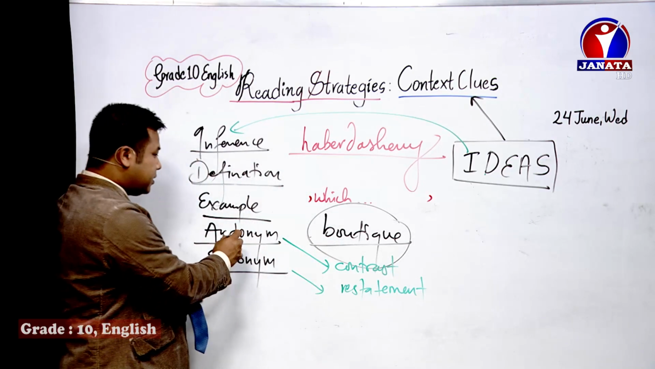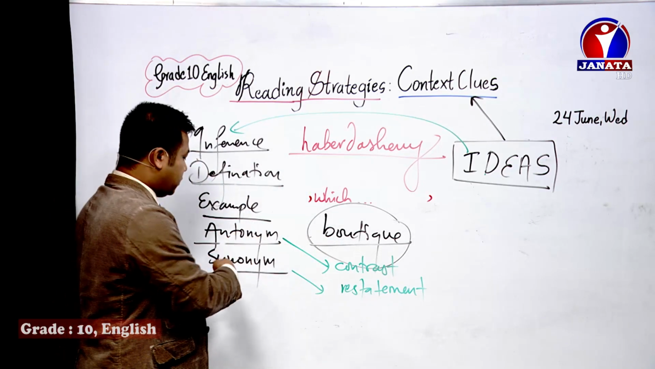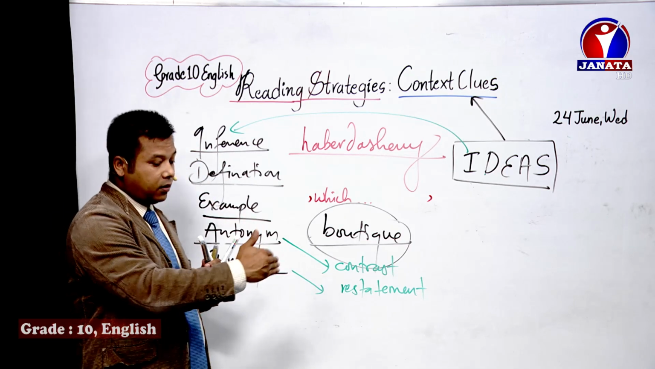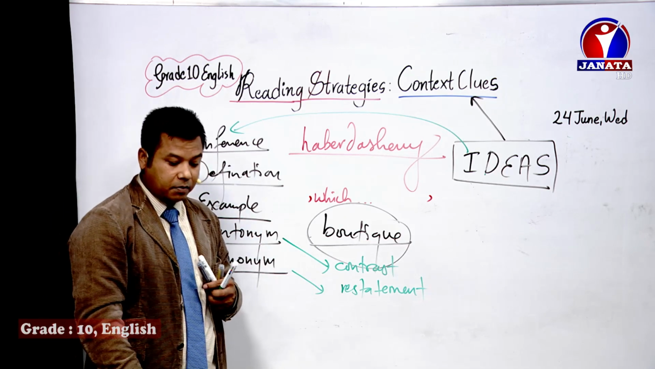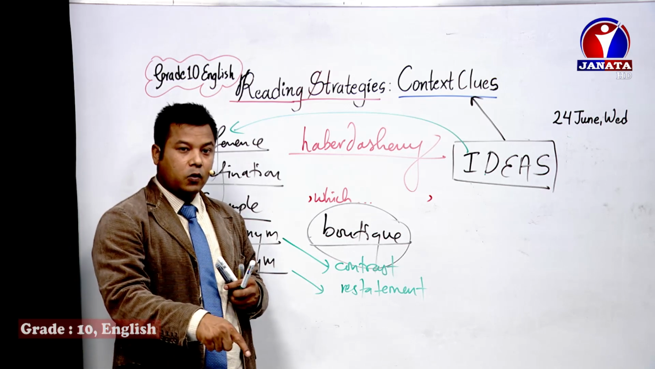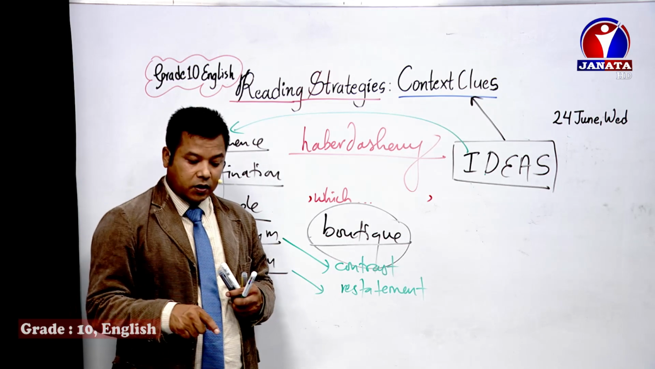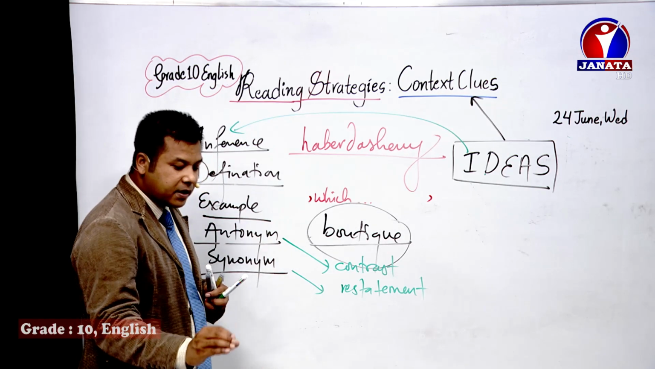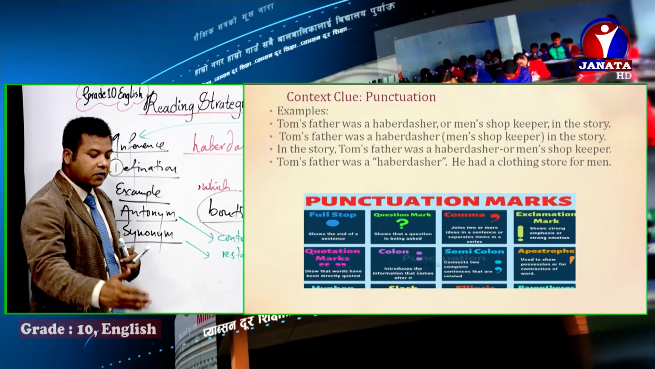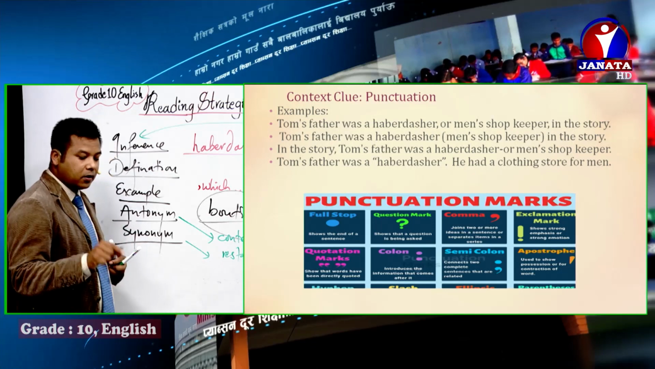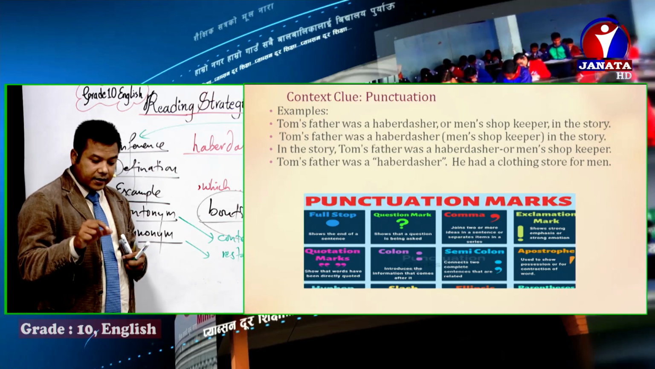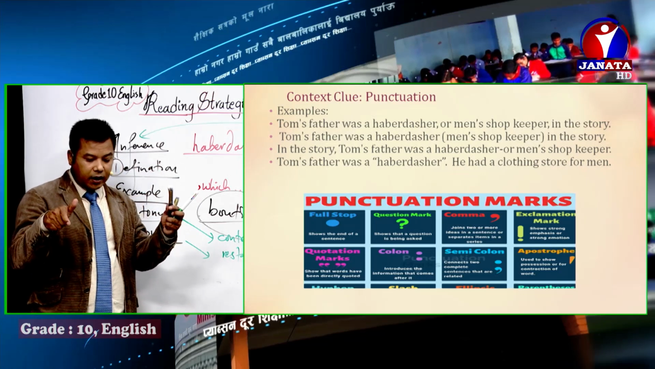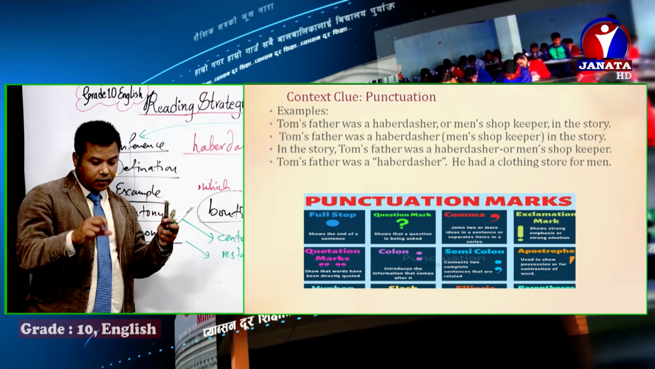So for antonym, you can call it contrast. For synonym, you can call it restatement. And how these work, let's take some examples. But before that, this is the last clue, which is called punctuation. And see the example there. It's the same sentence used differently with different punctuation marks. In the first sentence, comma is used. In the second sentence, brackets are used. In the third sentence, the quotes are used.